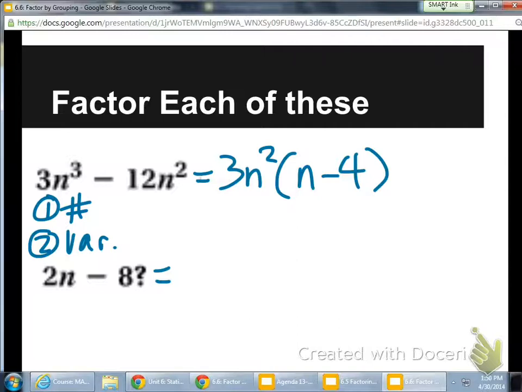No, we can't do that. Can't be 12 because this one doesn't have 12. 3 is good. You can only take what both of them have in common. Then focus on the variable. What do they both have in common? N squared. So you're left behind with just a singular n right there. All right, bottom part. 2 times n minus 4.